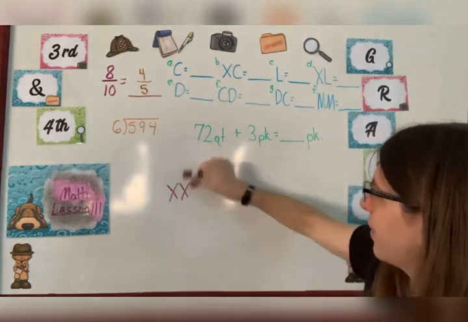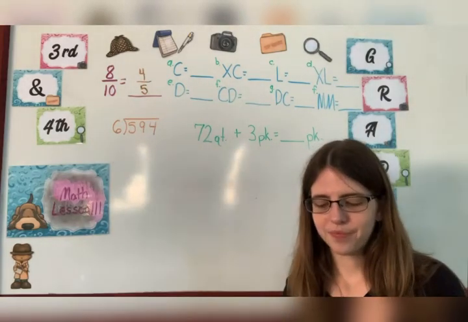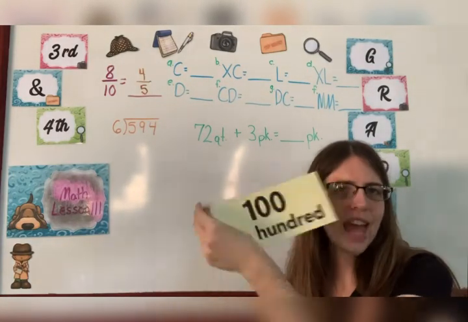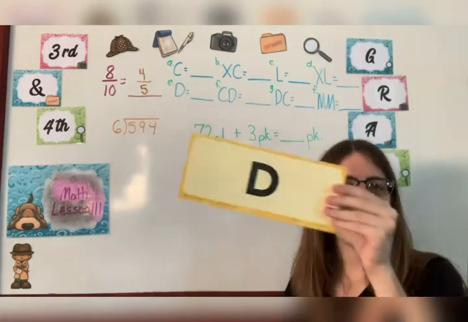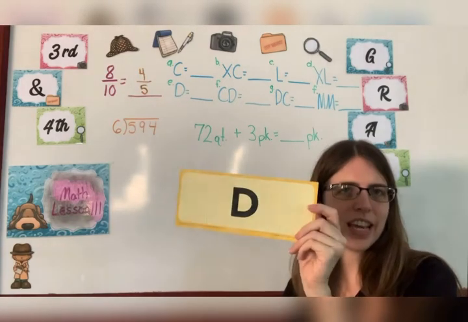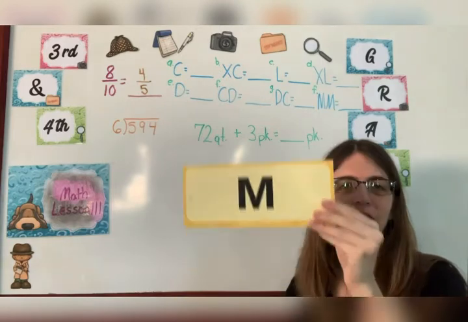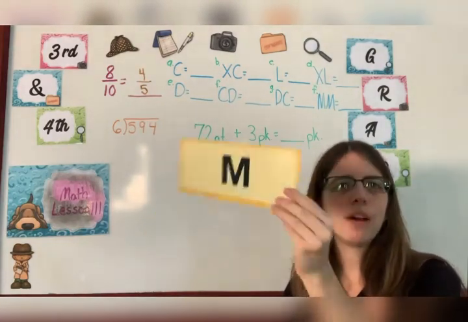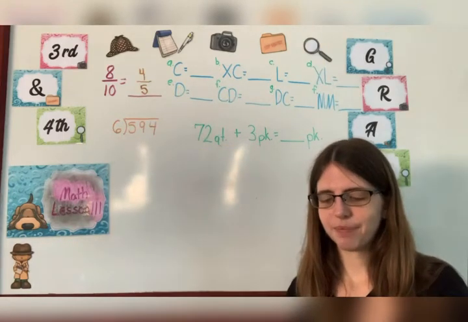Okay, so that's 50. What about 100? That's the letter C, like cien, 100. Then we have D for 500. And then for 1,000, we have M, like meal. M for 1,000.